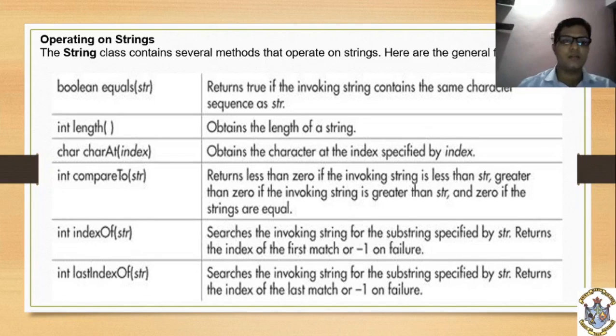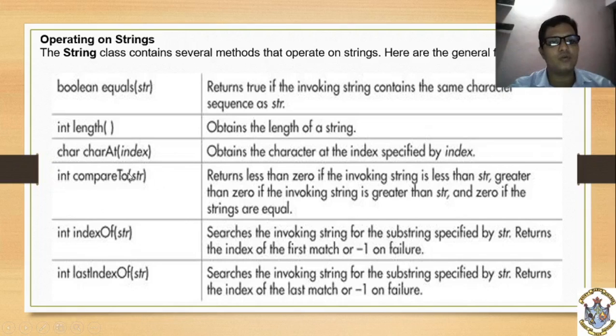A question will be asked: list some string built-in methods and explain with an example. Now you are seeing here first, boolean equals(str). It returns true if the string contains the same character sequence as the other string. And int length() returns the number of characters present in the string. char charAt(index) obtains the character at the index specified by the index value.